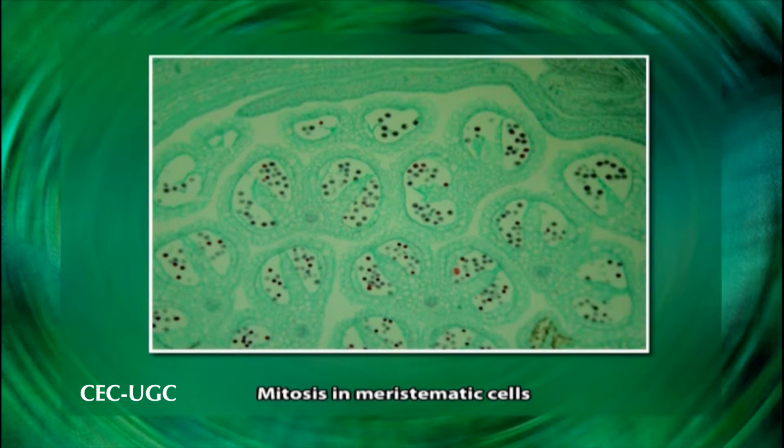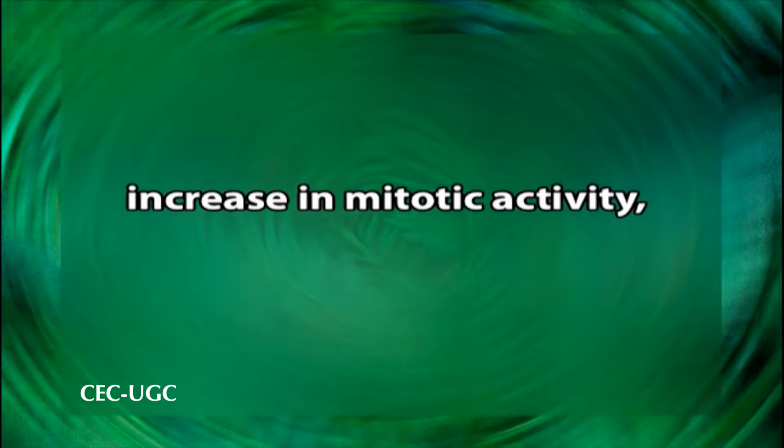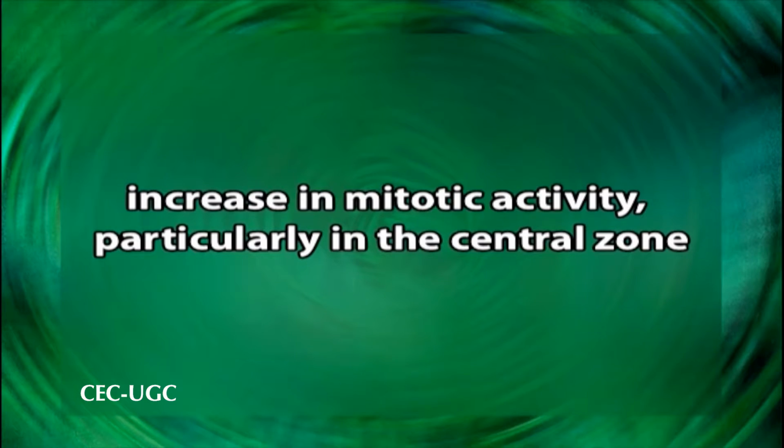Despite the developmental differences between single flowers and inflorescences, the changes in the shoot apical meristem from vegetative to floral are remarkably similar. One of the earliest events in the transition from vegetative to floral is an increase in mitotic activity, particularly in the central zone. The distinction between the central zone and the peripheral zone is lost as mitotic activity becomes uniformly high.